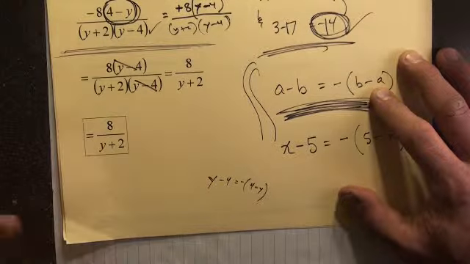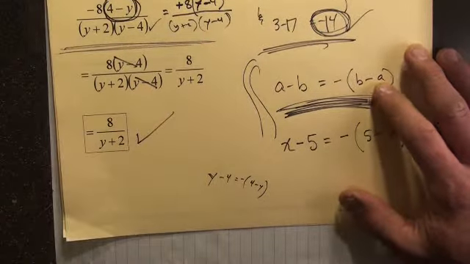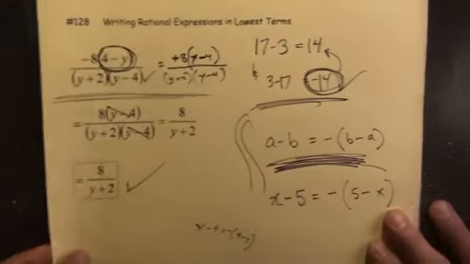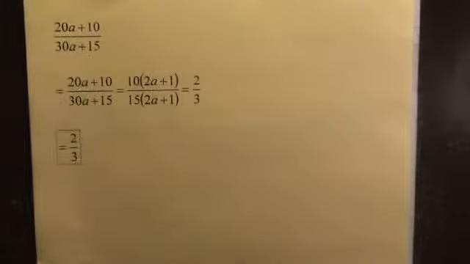The y minus 4's cancel out. You're left with 8 over y plus 2. Bam. Done. Okay? Next one.